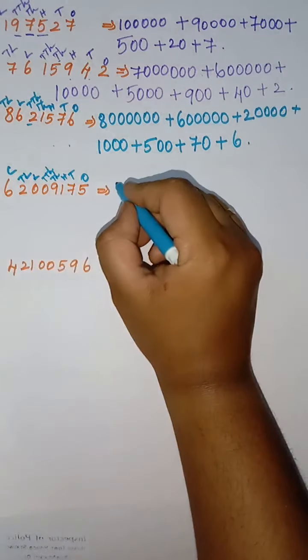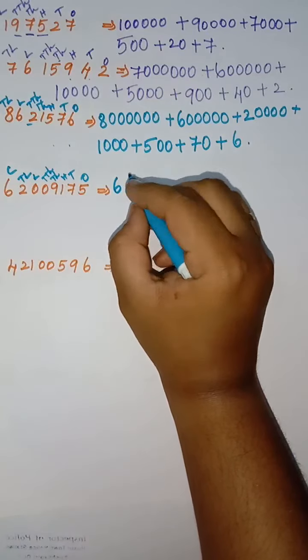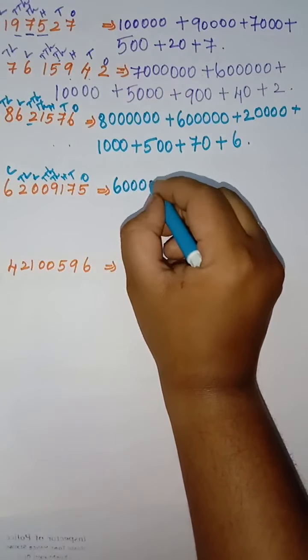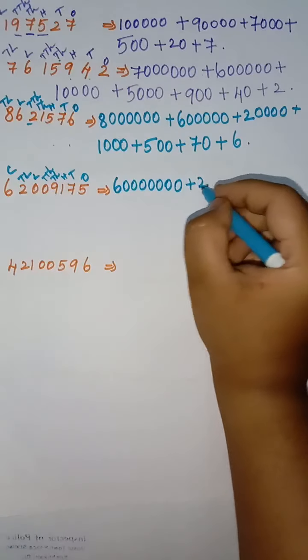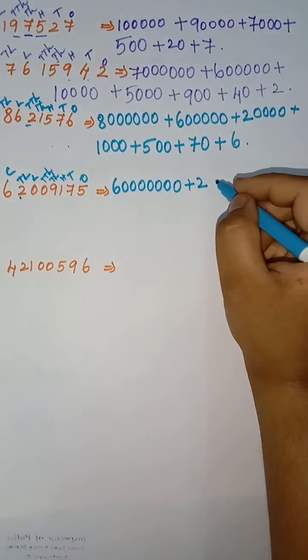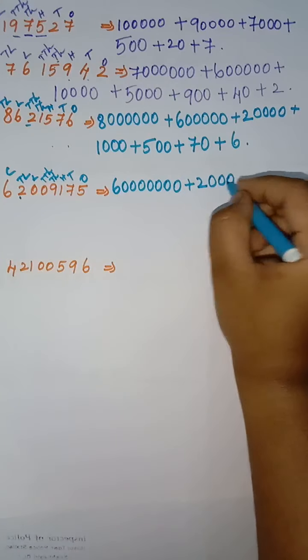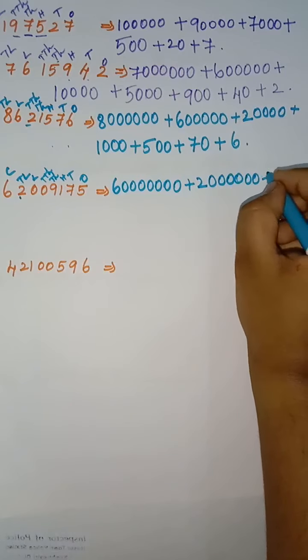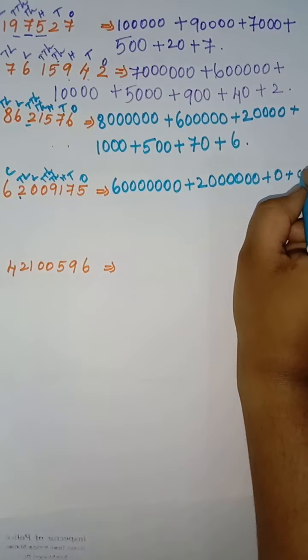So first I am going to write 6 and I am going to put how many zeros? 7 zeros. So 1 2 3 4 5 6 7. Then I am going to take 2 here. It is 10 lakh. So 10 lakh means how many zeros? 7 zeros. Sorry, 6 zeros. 1 2 3, 1 2 3. Plus lakh they have given as 0, leave it. 10,000 they have given it as 0, leave it.